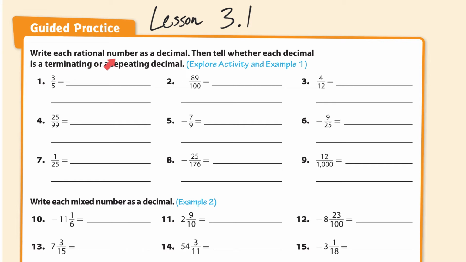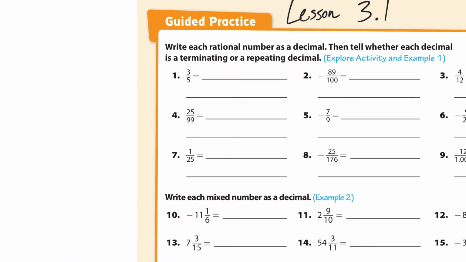Write each rational number as a decimal. Well, okay, what is a rational number? A rational number is a fraction. It's a fraction made of integers. So 3 and 5 are both integers, so it's a fraction of those integers. 89 and 100, 4 and 12, and so on. So, write it as a decimal. How would you do that? You would do it like this.